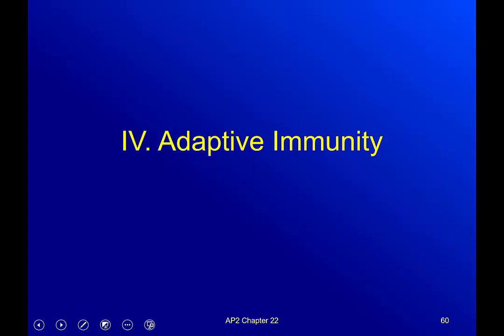Okay, so adaptive immunity, I think I'm going to split it into 4 different parts. Because of how it's set up, we kind of have to go through the background of how everything works first. Then we're going to go through the 3 primary cell types in adaptive immunity: the helper T cell, the B cell, and the cytotoxic T cell.